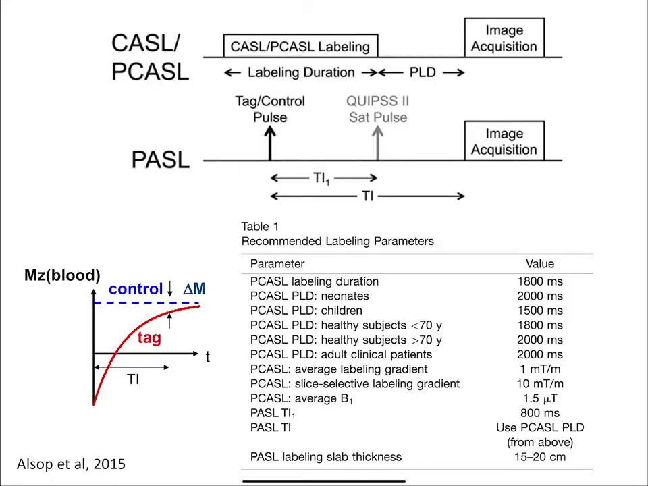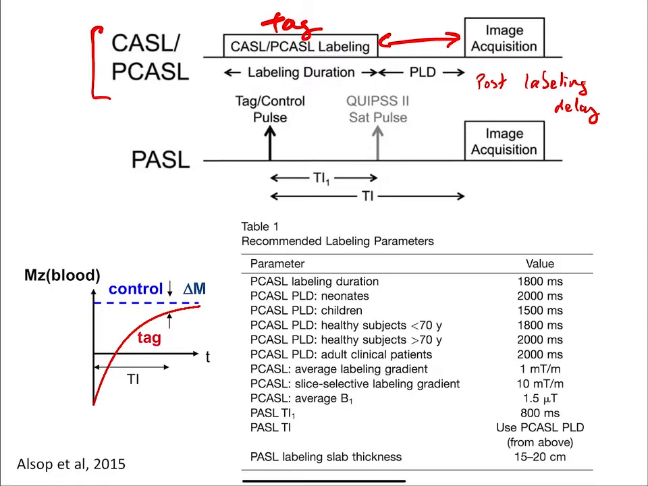Okay? So I realize this is a fairly complicated slide, but let's just look at the top one. So here it is for CASL or pCASL. So we tag the blood here or label it here, and then this PLD stands for post-labeling delay. That's the amount of time we're waiting for the blood to go in. And the key is we want to make that time long enough such that we know all the blood has gone there. If we don't wait long enough, some of the blood might still be in transit, and we're not going to measure it. Okay, so we're going to underestimate CBF.